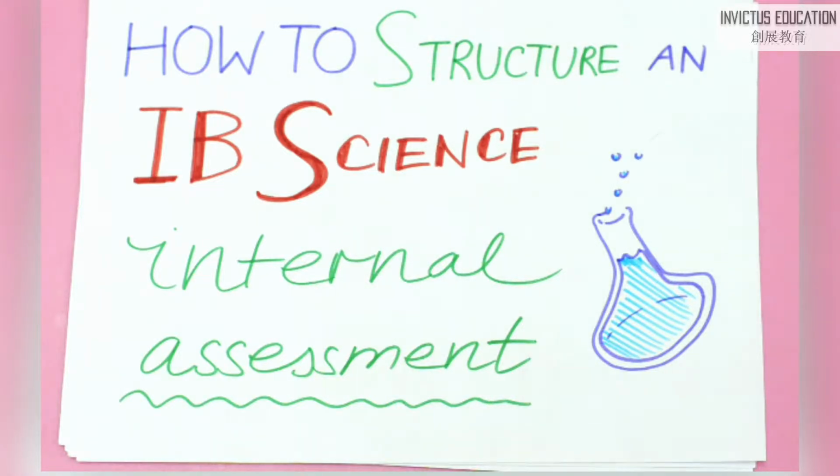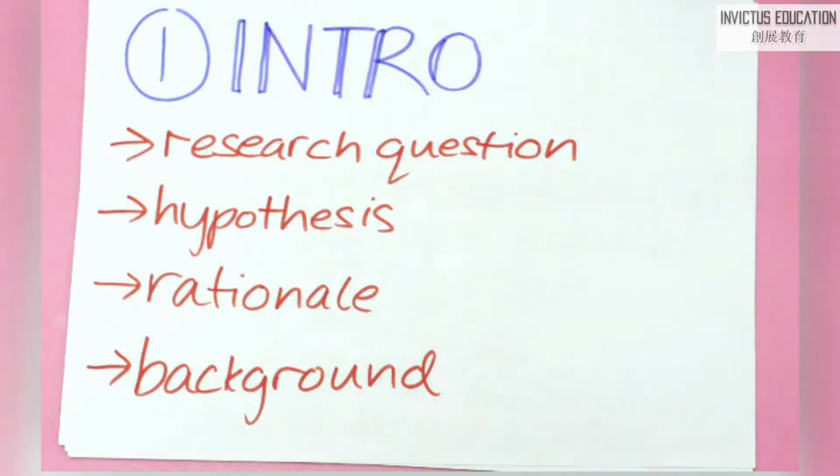Today I'm going to go through how to structure an IB internal assessment for a Group 4 science subject. In your introduction, you should define your specific research question. What are you trying to achieve with this project? Then, if relevant, state your hypothesis. What do you expect the result to be?